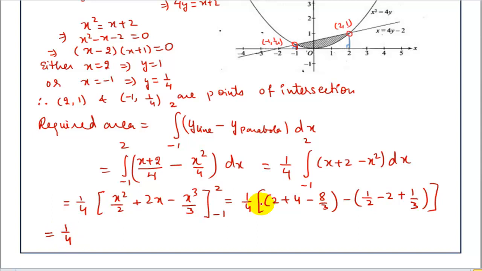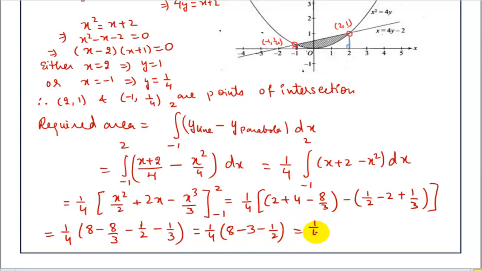Now solving the obtained terms, 2 plus 4 here is 6. And when we open this bracket, this will come out to be +2. So 6 plus 2 will reduce to 8. And then we have got -8/3. And from here we get -1/2 as well as -1/3. Now look at these two terms, -8/3 and -1/3. That will give us -9/3. So the first term is 8, then adding these two, which is -9/3, which can be written as -3 only. And then the leftover term, which is -1/2.